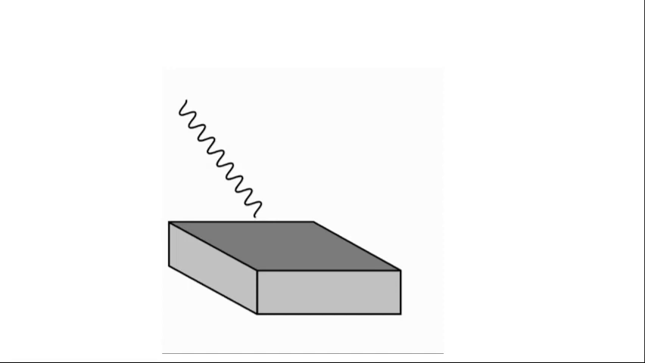Shining light onto metal is another way to remove electrons. If an electron absorbs energy from light striking the metal surface, and the light energy is above the work function, the electron could be ejected from the metal. This observation is known as the photoelectric effect.